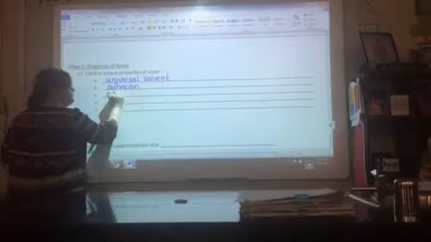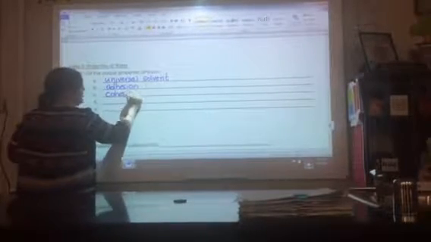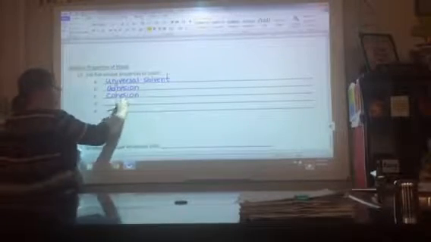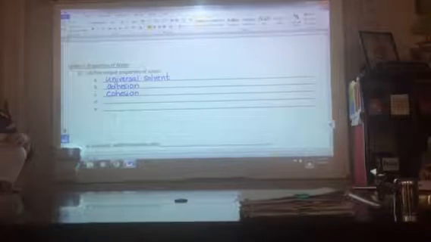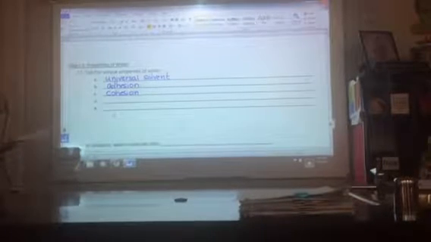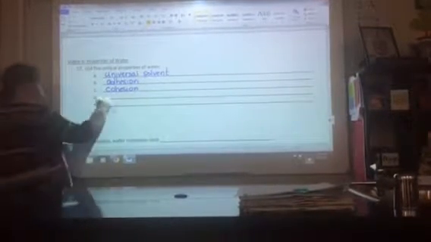Okay, cohesion. Co means together. So this is where the water molecules, adhesion means to stick. This is where the water molecules literally stick together. They stick to each other, to other water molecules.